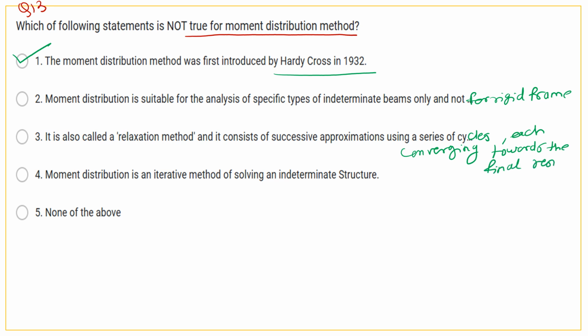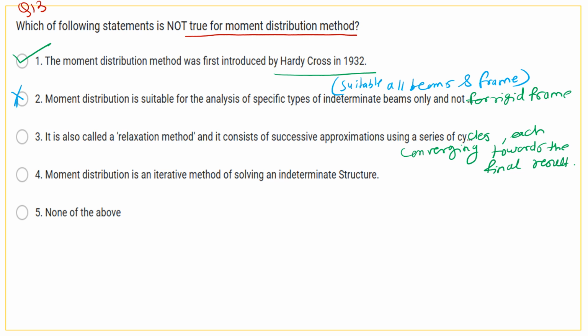Okay, so here we read it again, the second statement. The moment distribution is suitable for the analysis of specific type of intermediate beams only and not for rigid frames. Okay, so here the second statement is not correct, because the moment distribution is suitable for all beams and frames. So this is the correct option, but for this question this is not true.